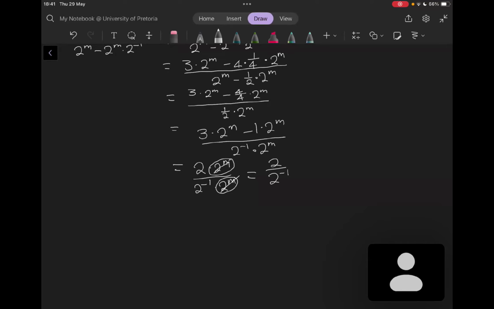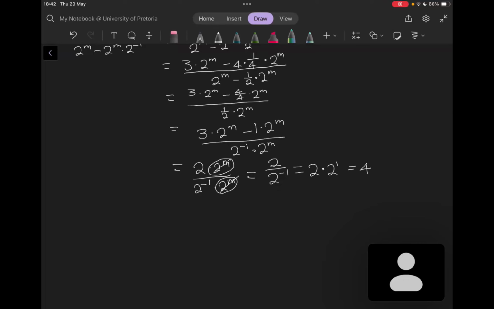Now, what happens when we have a negative exponent in the denominator? What we then do is to move this to the top, right? And make the denominator positive. We would do that by multiplying the 2 on the top by 2 to the power 1. So this over here simplifies to 2 multiplied by 2 to the power of 1. And then we get a final answer of 4.